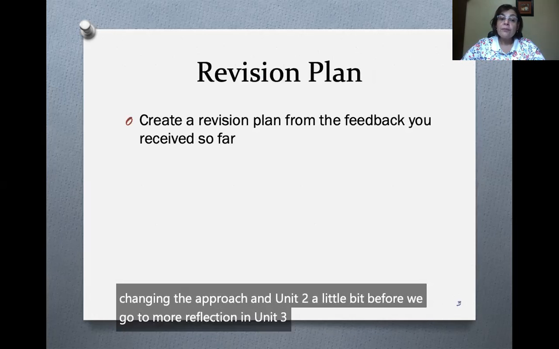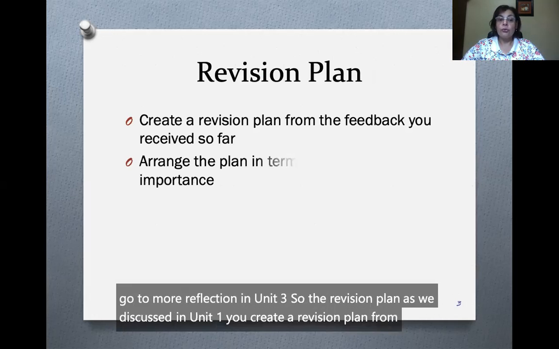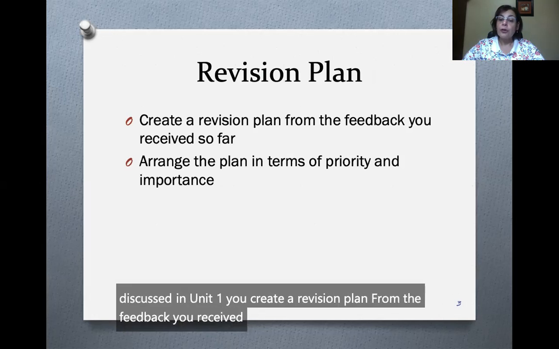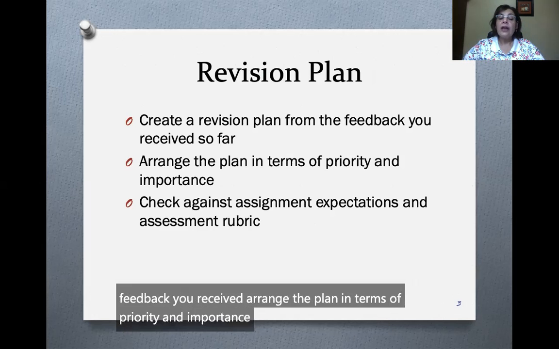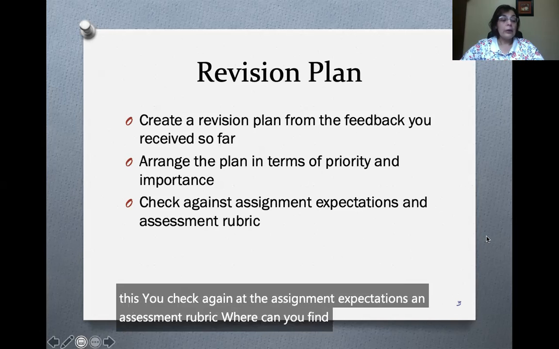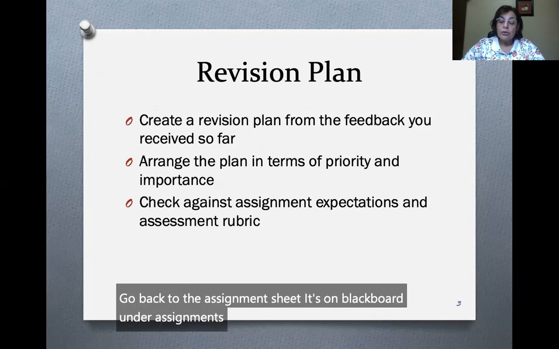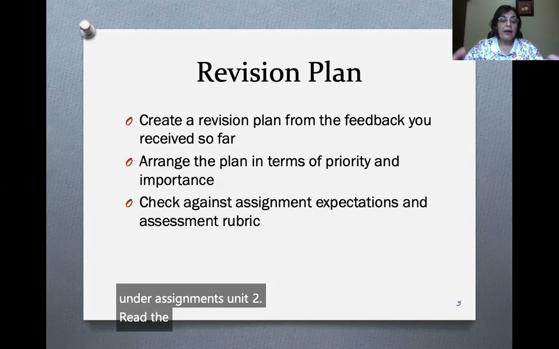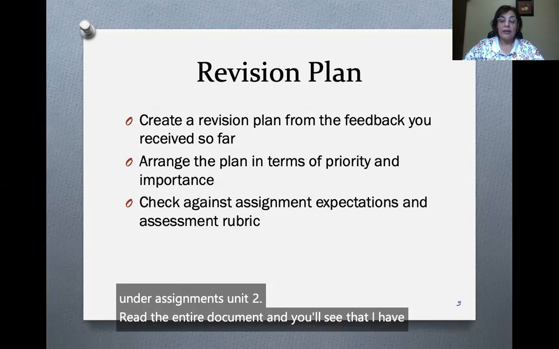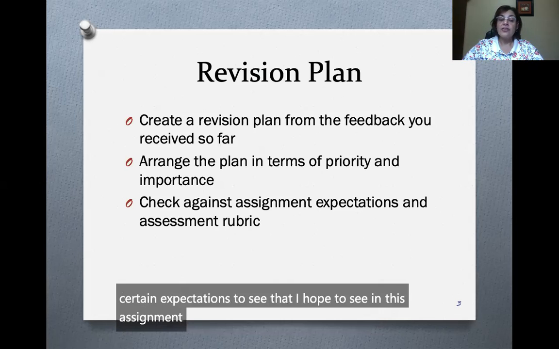So the revision plan, as we discussed in Unit 1, you create from the feedback you receive. Arrange the plan in terms of priority and importance, as I said. And how do you determine this? You check against the assignment expectations and assessment rubric. Where can you find these? Go back to the assignment sheet. It's on Blackboard under assignments, Unit 2. Read the entire document and you'll see certain expectations that I hope to see in this assignment. And you have the assessment rubric that I'll be using to grade your essay.